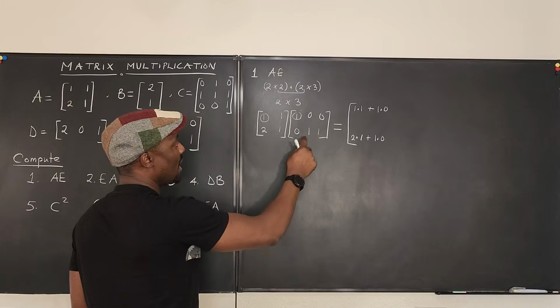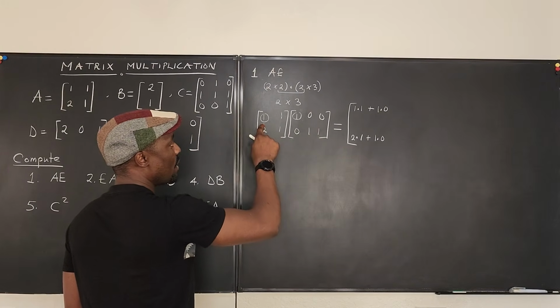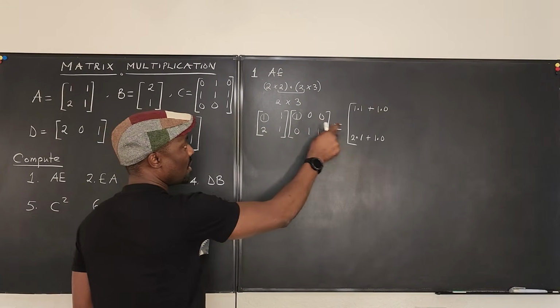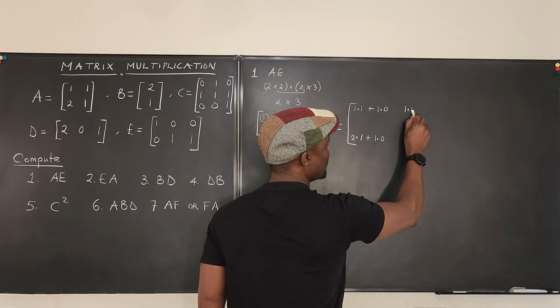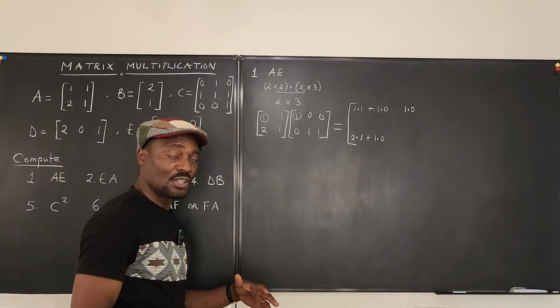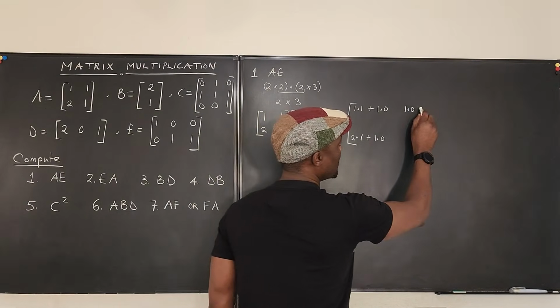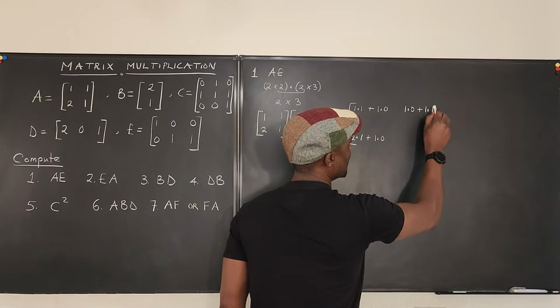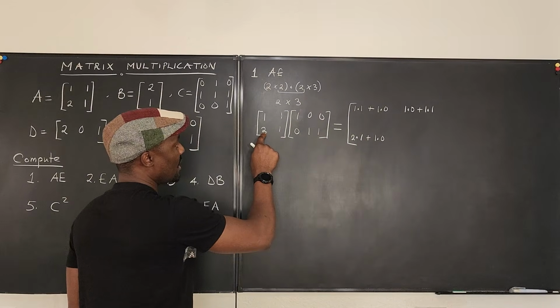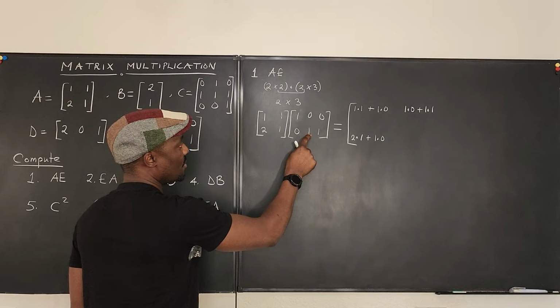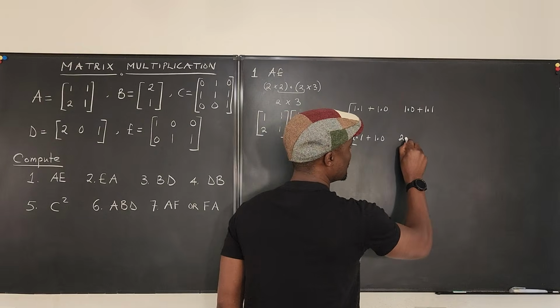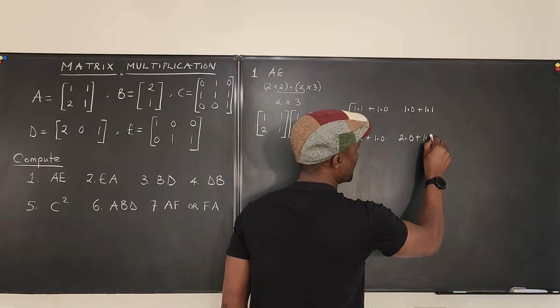Now we're going to move on to the middle column where 1 multiplies 0. We're going to have 1 times 0. I'm not going to do this as I continue. I just want to show you the breakdown. 1 times 0 plus 1 times 1. And then we do the same thing. 2 times 0 plus 1 times 1.